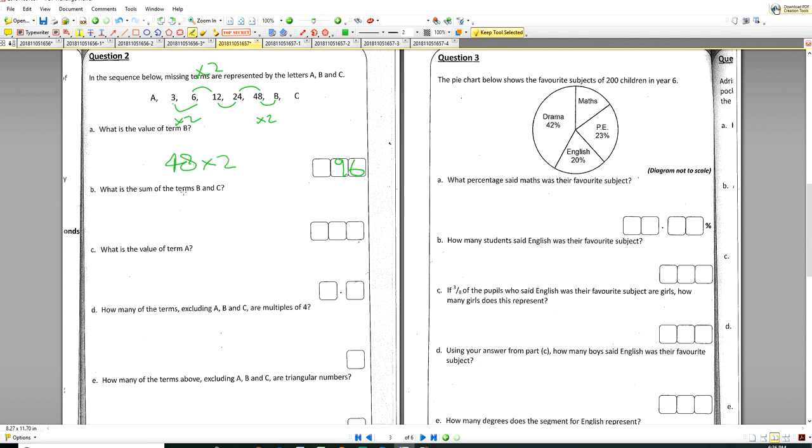Then it says, what's the sum of terms B and C? Well, we need to work out C. Well, C will be equal to 96, which is term B, times that by 2. So 96, if you multiply that by 2, that will give us an answer of, 6 times 2 is 12, that's 192. Now we have to add up B and C. Well, B is over here. C is over here. Let's add them up.